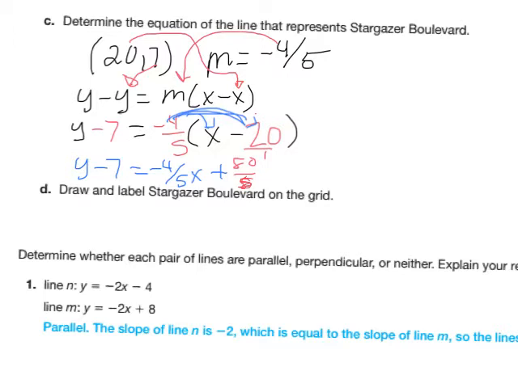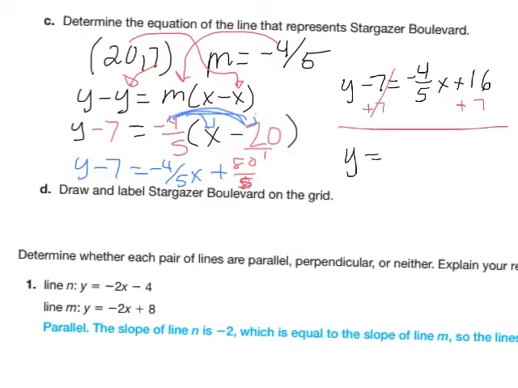And then you can use a calculator to figure out what that is, okay? I need a new equation over here. y minus 7 is negative 4/5 x plus 16. All right, we're almost there. The last step is to get rid of the 7. So plus 7, be real neat here, real careful. So y is negative 4/5 x plus 23.